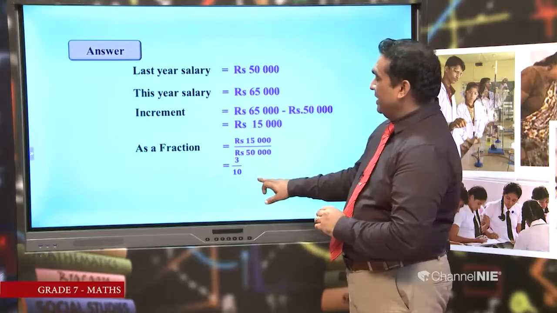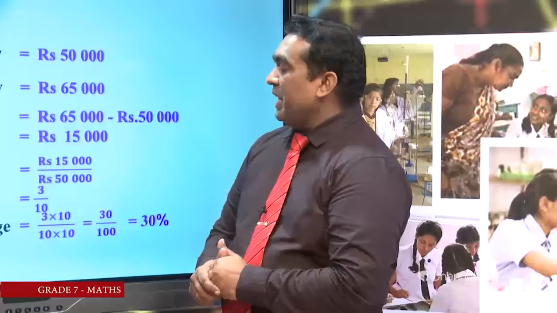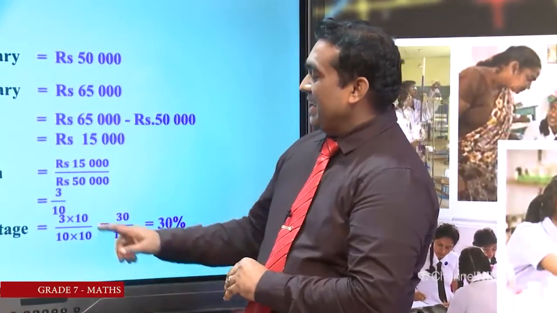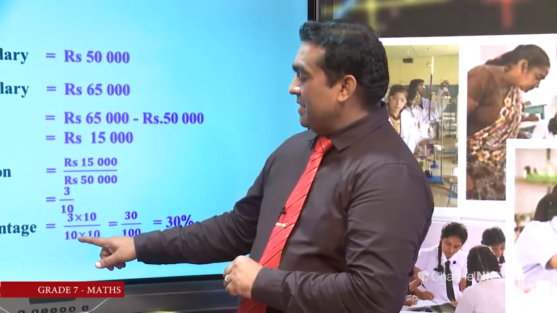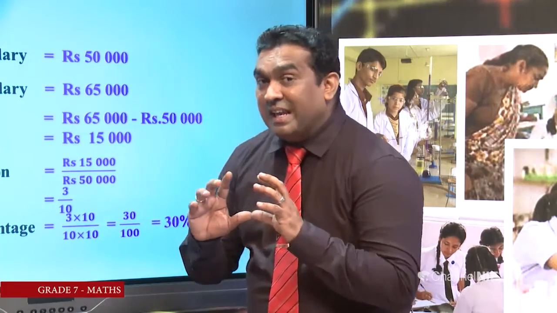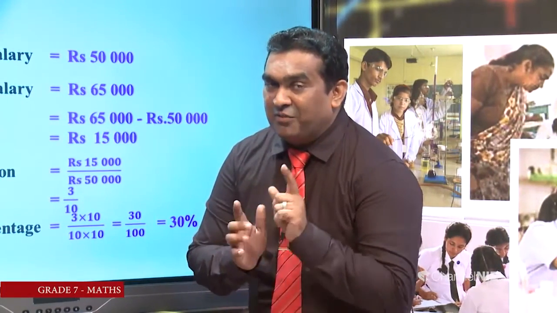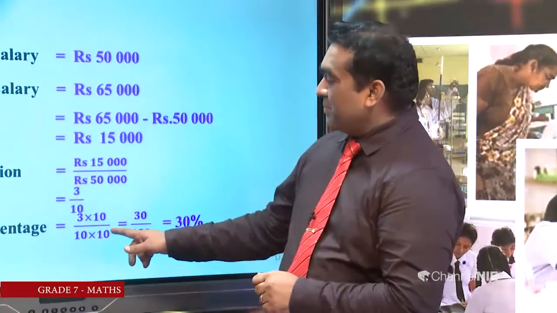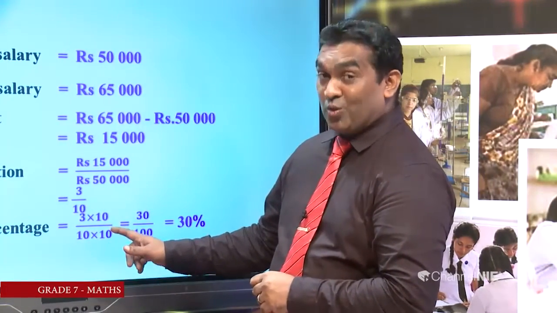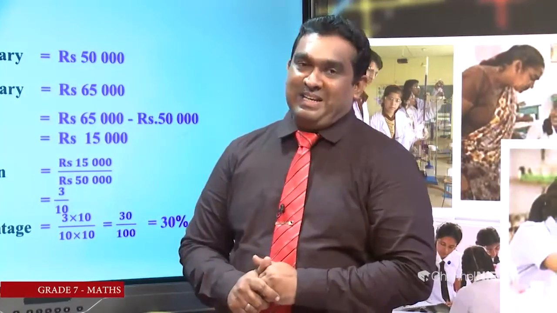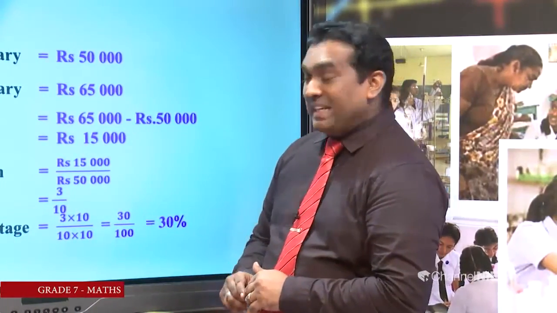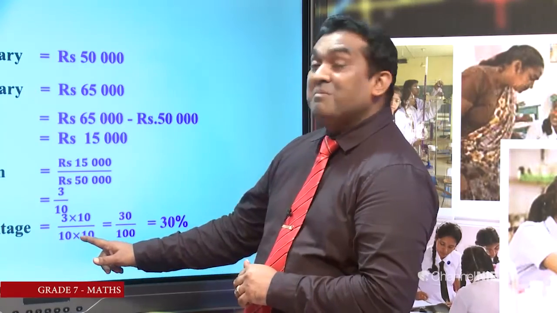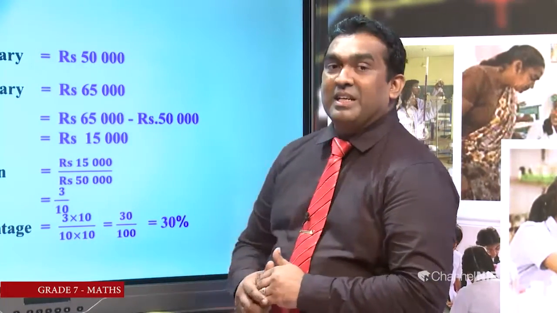Now we want to convert this fraction into a percentage. Here, as I told you earlier, 100 is in the denominator in the final answer. Then you have to convert 10 into 100. How? 10 multiplied by 10, and not only 10, according to the rule, 3 also multiplied by 10. 3 multiplied by 10 is 30, 100 here as a result of multiplying 10 by 10. Now you have 30%.